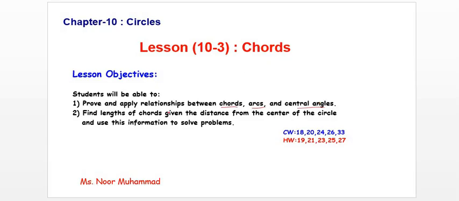Then it says find the lengths of the chords given distance from the center of the circle and use this information to solve problems. So we have some theorems in which some rules we will discuss, and using those laws or rules you will solve some of the problems.